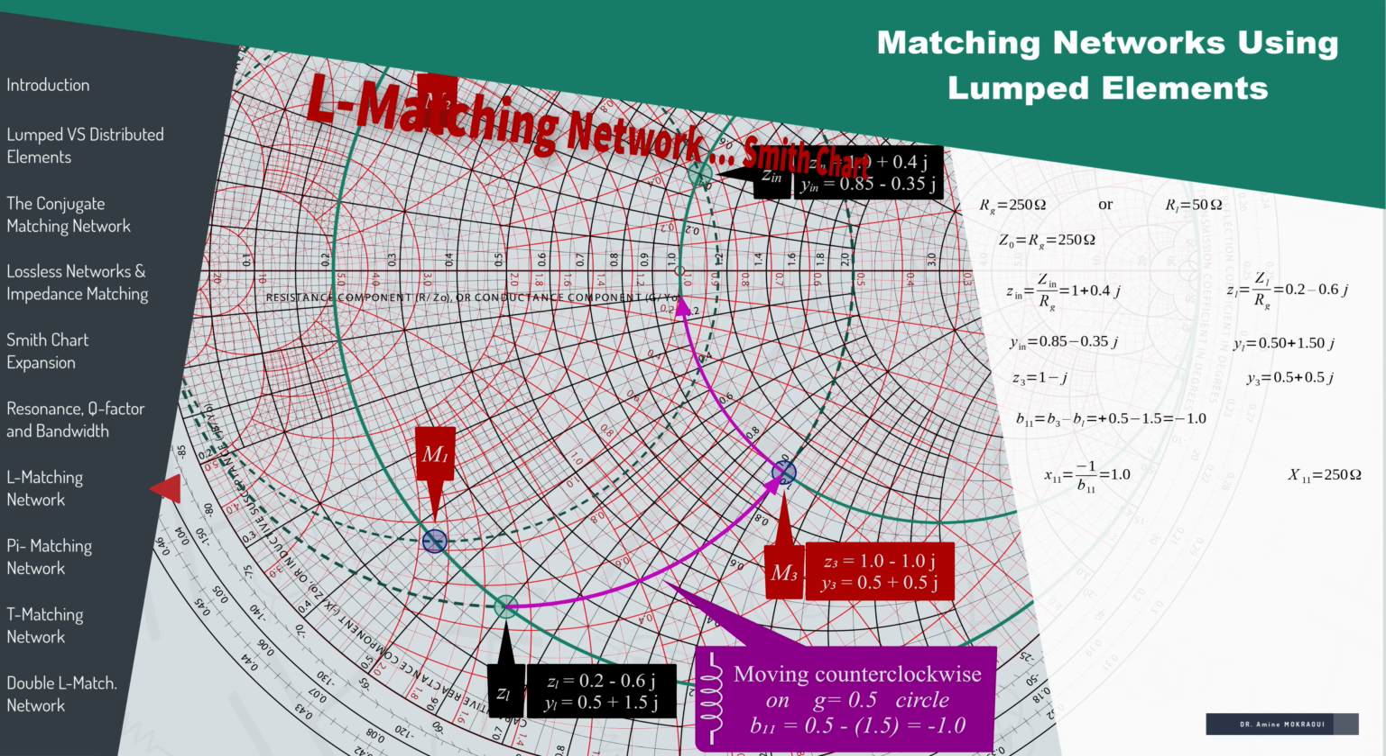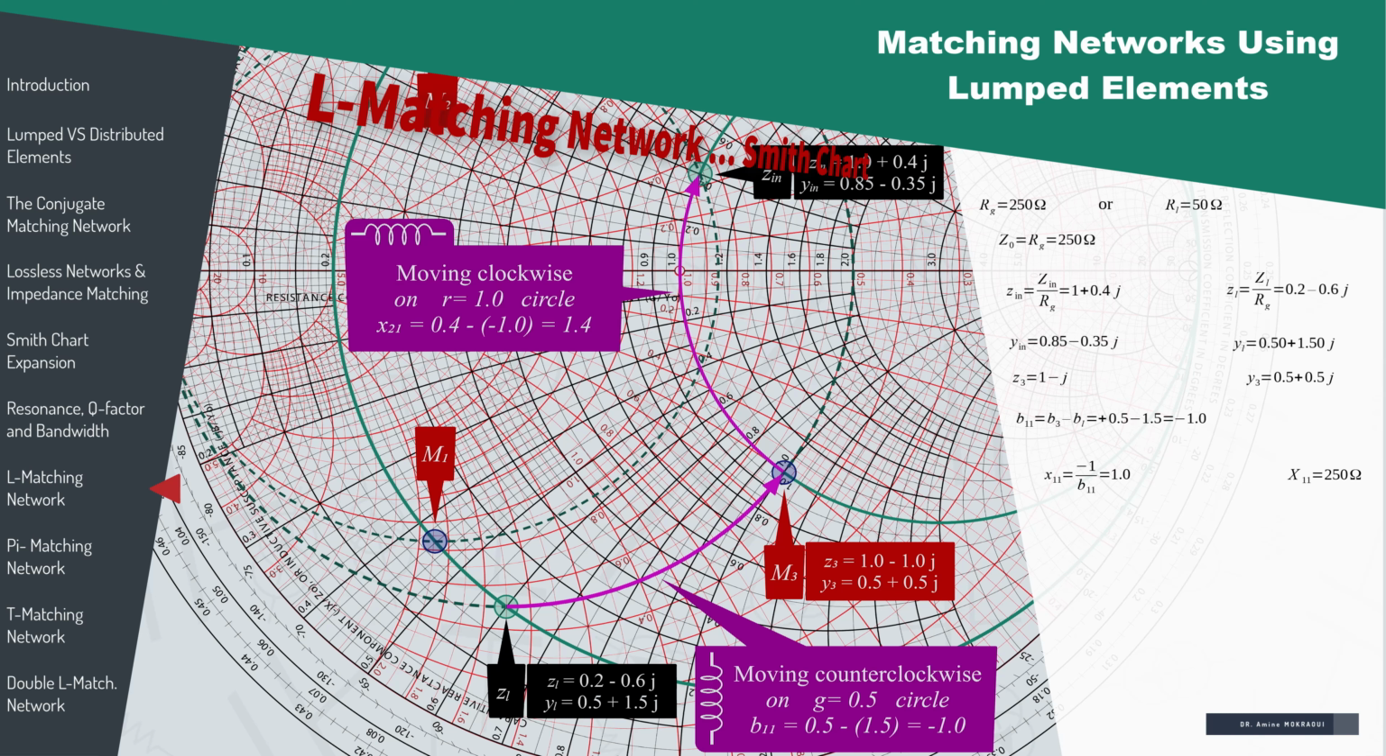From Z3, we move towards Zin on the R equals 1 circle in the clockwise direction. Thus, we are adding an inductor whose reactance is X21 equals Xin minus X3, which is equal to 1.4. So uppercase X21 equals 350 ohm. As we start moving on the G circle, remember we are constructing a reverse L matching network.